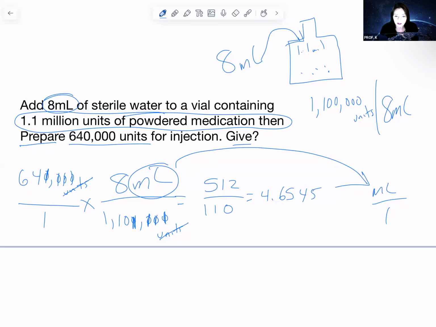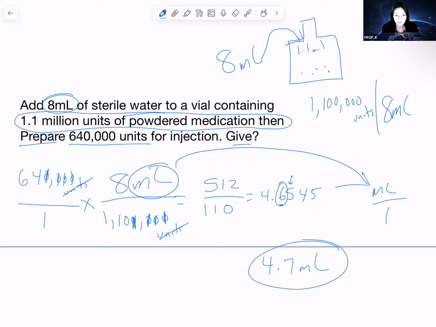And it goes on and on. But what's my rounding rule? Any number between 1 and 10, and 4 is definitely between 1 and 10, I round to the tenths, right? So I look to the right. It's 5 and up, so I'm going to round this number up. The answer is 4.7 milliliters.